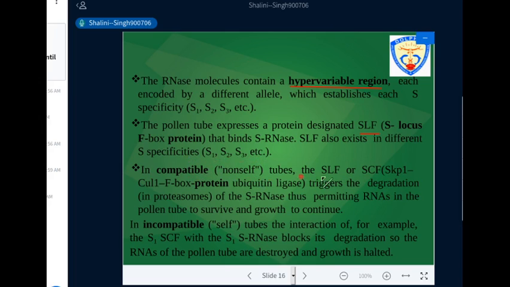So in compatible tubes, the SLF or SCF triggers the degradation of the sRNAs, thus permitting RNAs in the pollen tube to survive and growth to continue. Whereas in case of incompatible reaction, in tubes, the interaction, for example, the S1 of SCF and the S1 sRNAs blocks its degradation. So the RNAs of the pollen tube are destroyed and growth is halted.